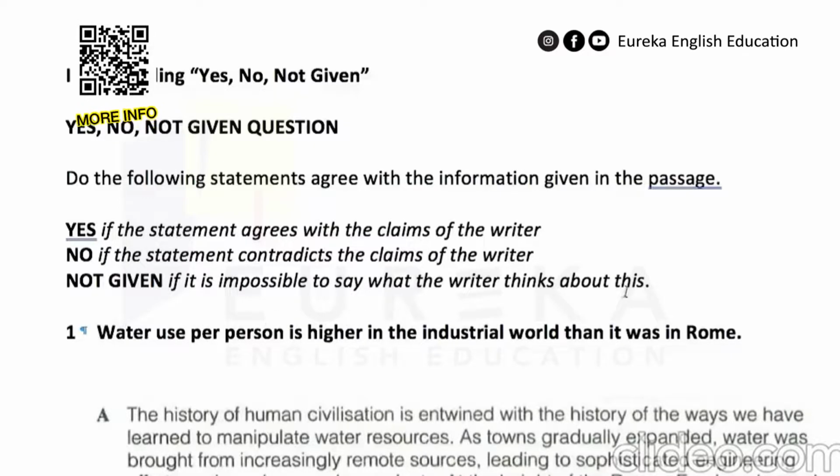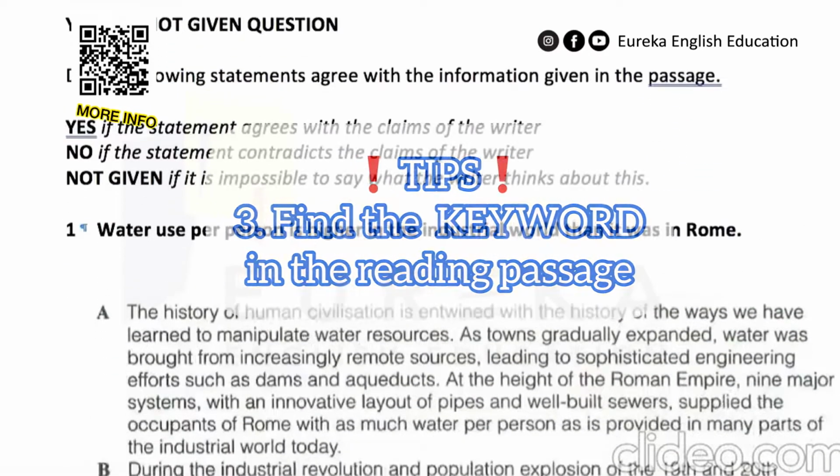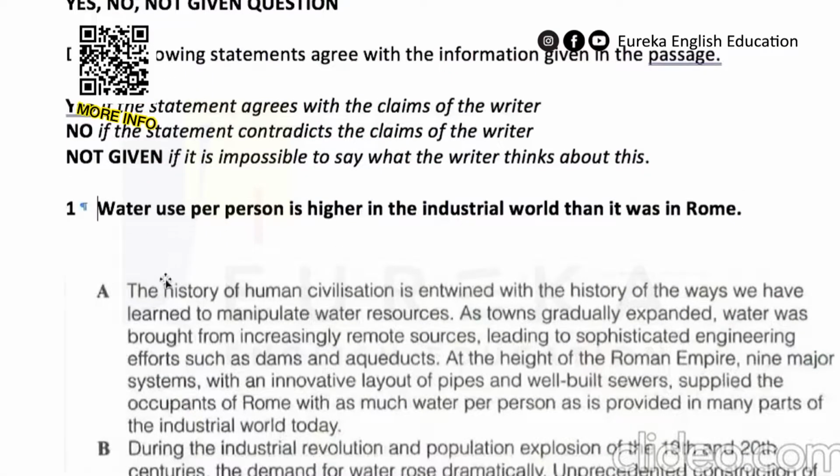After you highlight some keywords from the question, you need to find the keywords in the reading passage, in the reading text. So try to read quickly, go to the text, and try to find the keywords, and then compare whether the statement agrees with the claim of the writer in the passage, or there is a contradiction, or there is no information about it. Okay, so let's try to answer these questions.